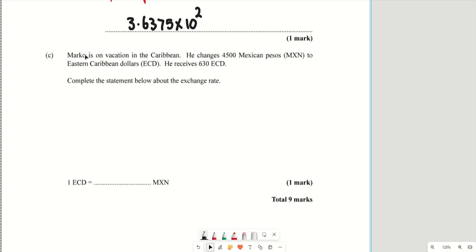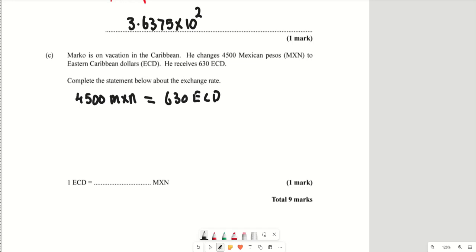The last question says Marco is on a vacation in the Caribbean. He changes 4,500 Mexican pesos to Eastern Caribbean dollars. He received 630. So it is understood that 4,500 MXN is equal to 630 ECD. Right? Now, they want to know, complete the statement below, what is 1 ECD to MXN.